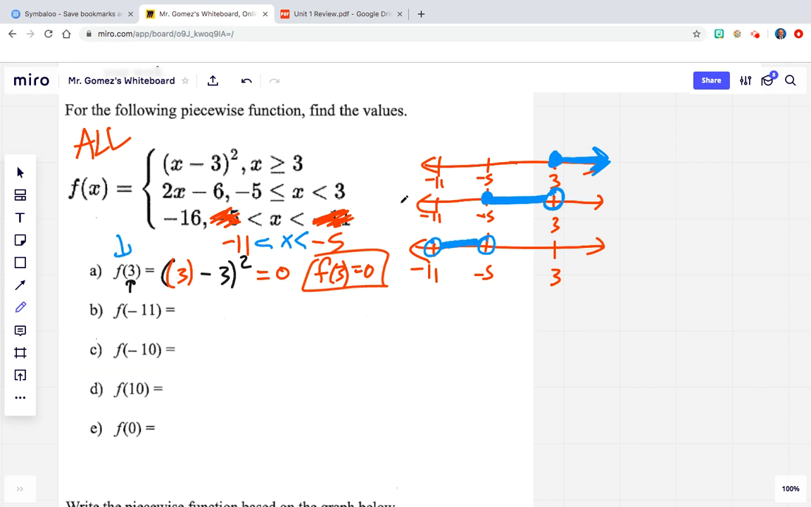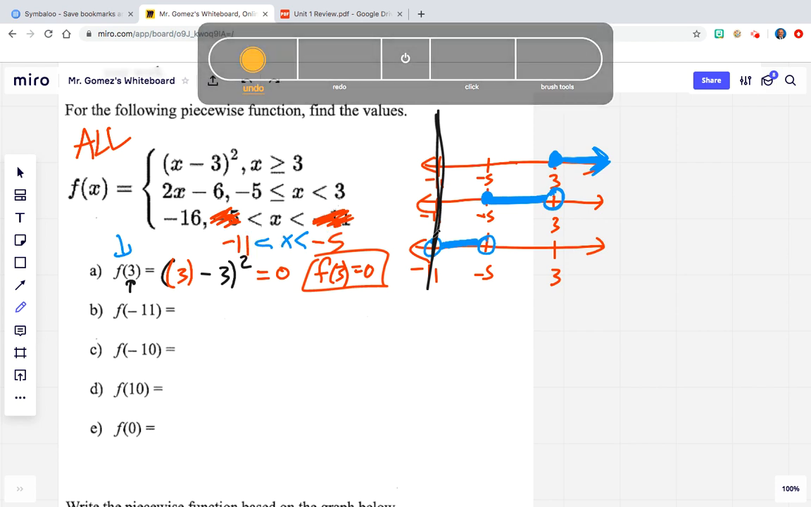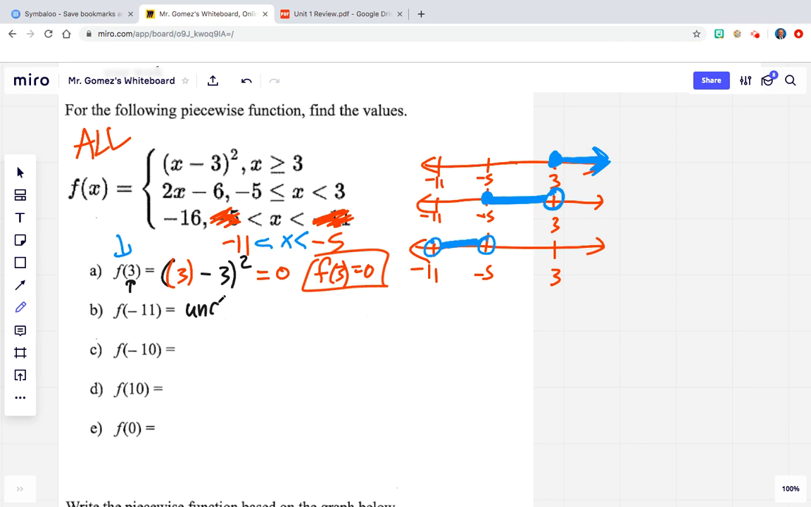The next one says, what's f of -11? That means at -11, which is right here, that's where x is -11. Out of all these three, the only one that it wants to be close to is this third one. But because it's not equal to, and it's open, we can't say that it's touching right there on that domain. This one's going to be undefined because it's neither one of these domains will we be able to use to put -11 in there.